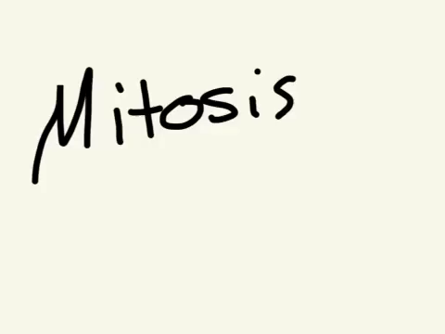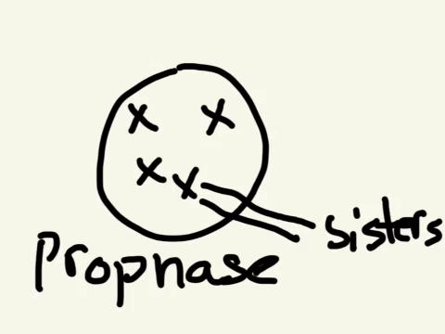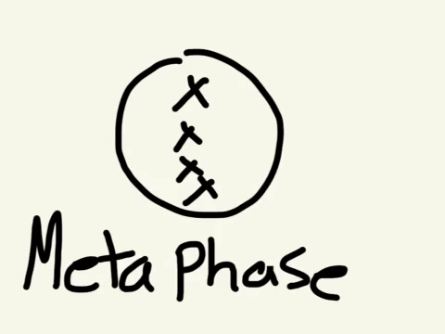Talk about the mitosis phases. Interphase is the resting state before cell division. This is prophase. The DNA copies and sister chromatids line up next to each other. This is metaphase. All the chromosomes made of sister pairs line up in the middle of the cell.